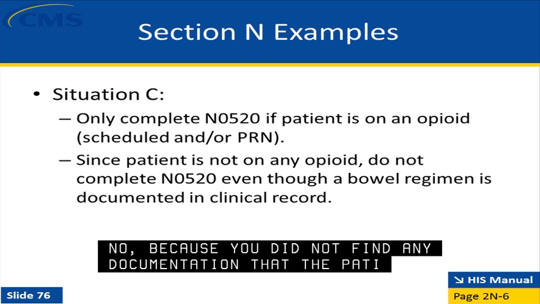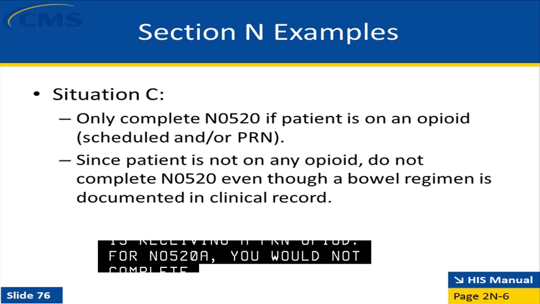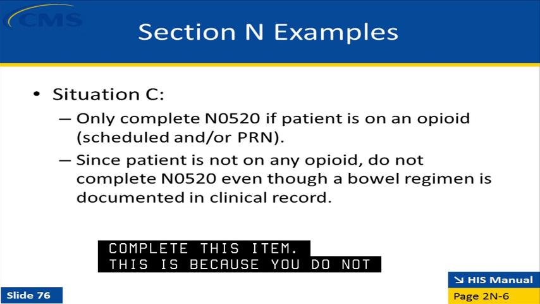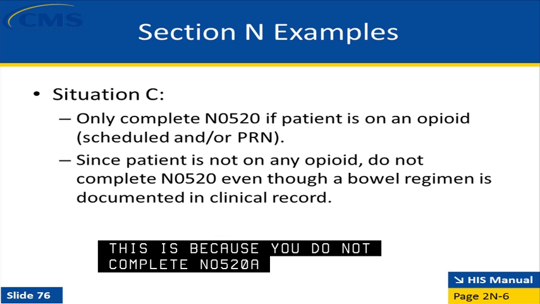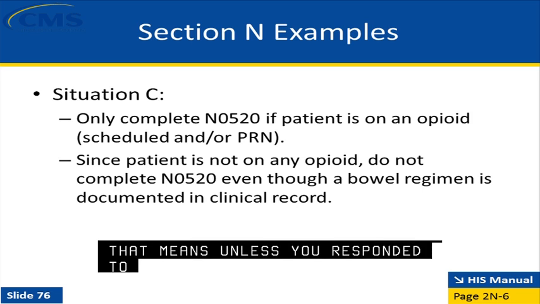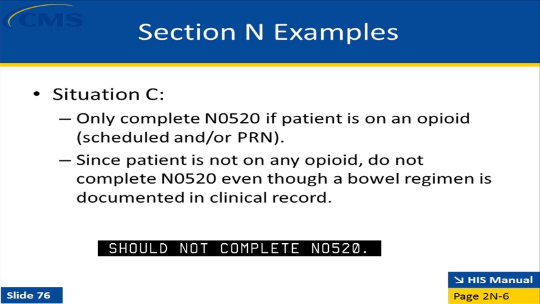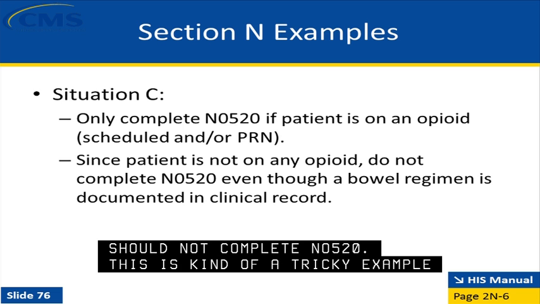For N0520A, you wouldn't complete this item. And this is because you don't complete N0520A unless the patient is receiving an opioid. And that means unless you responded 1 to either item N0500A or N0510A, you should not complete N0520. This is kind of a trick example to see if you were paying attention to what I said about that particular item where there is a skip pattern in this section.